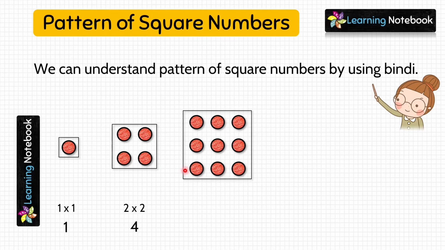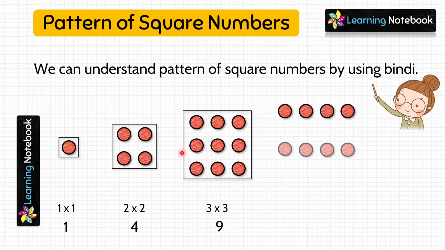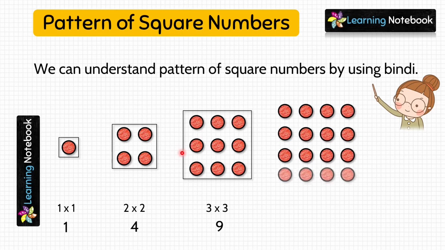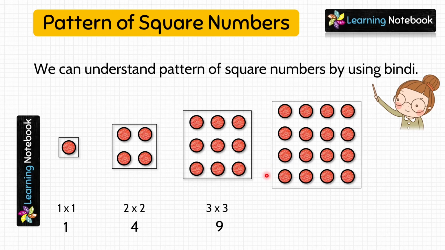So this resembles 3 into 3 equals to 9 bindis, which means 3 sets of 3 bindis. And lastly, let's paste 16 bindis to form a square as shown here. So this resembles 4 into 4 equals to 16 bindis. It means 4 sets of 4 bindis.